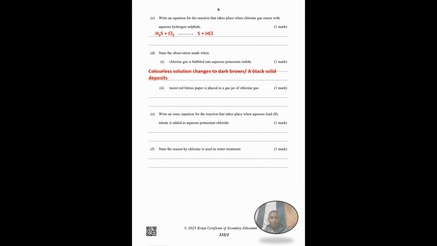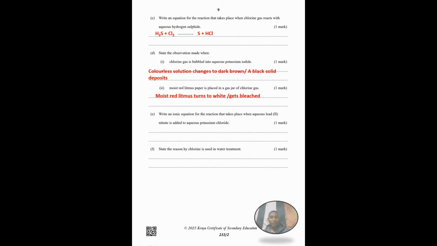Then we have moist red litmus paper placed in a gas jar of chlorine gas. Red litmus paper in chlorine is bleached, or it changes to whitish in color. So in this case, moist red litmus turns white, or it gets bleached.